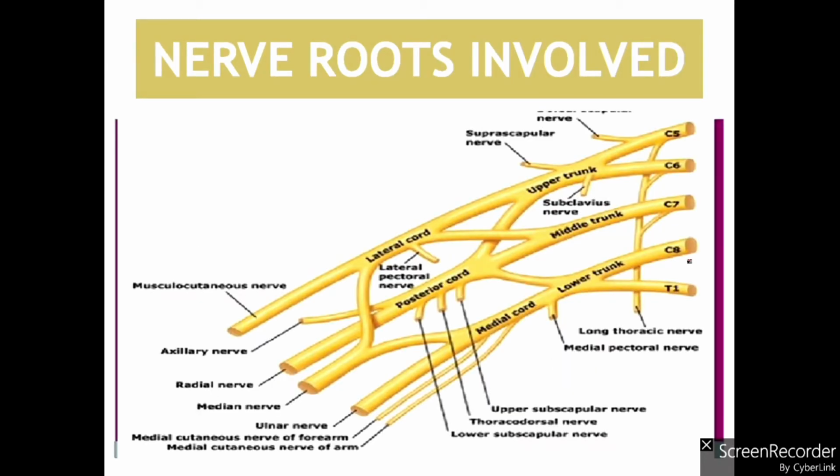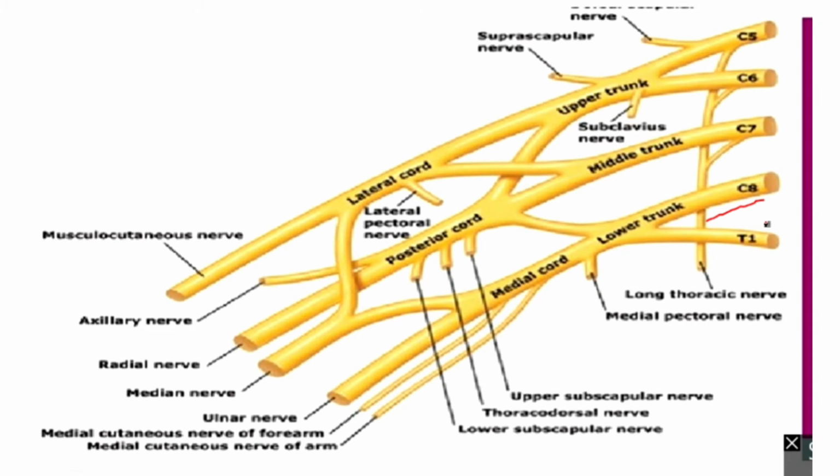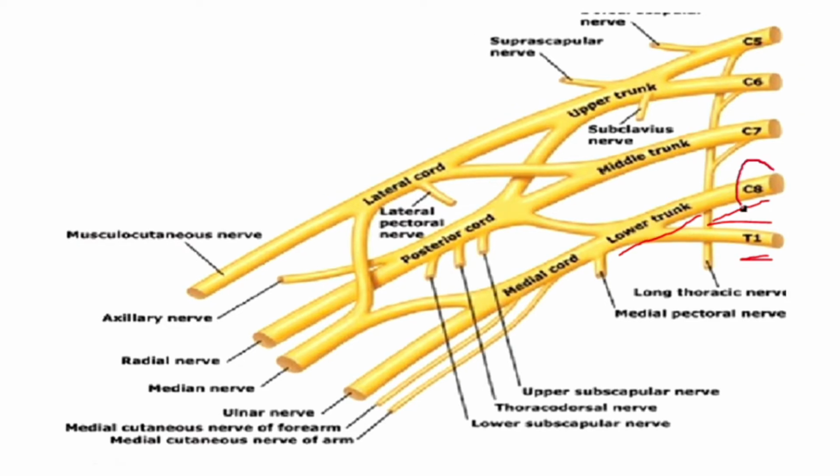Nerve roots involved. The C8 nerve and the T1 nerve together form the lower trunk of the brachial plexus. So the nerves involved are mainly the T1 nerve and partly the C8 nerve.